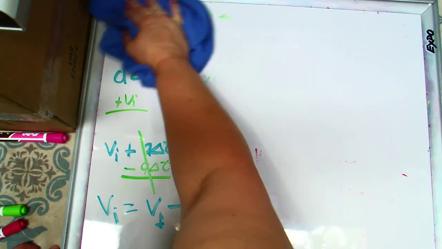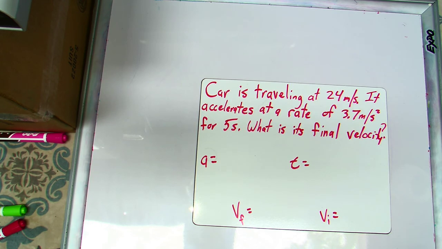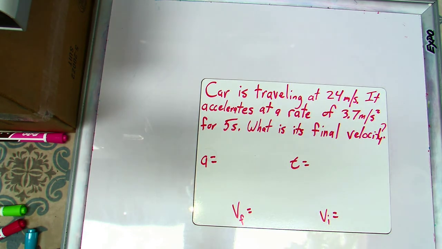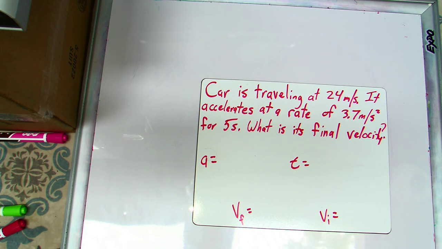All right. This time, though, let's look for the final velocity. Right, so first, let's go through our problem. Car is traveling at 24 meters per second. It accelerates at a rate of 3.7 meters per second squared for 5 seconds. What is the final velocity?